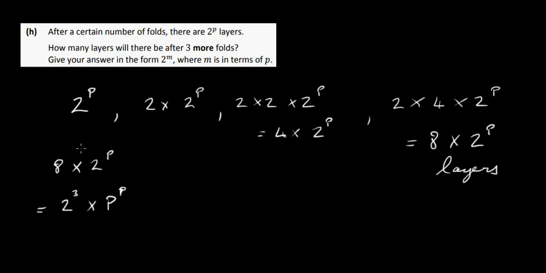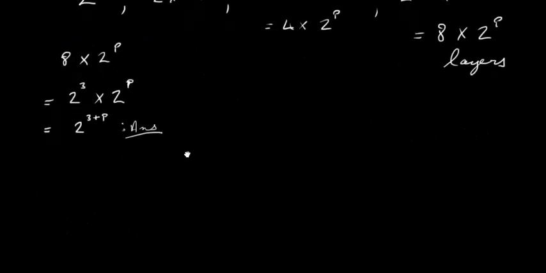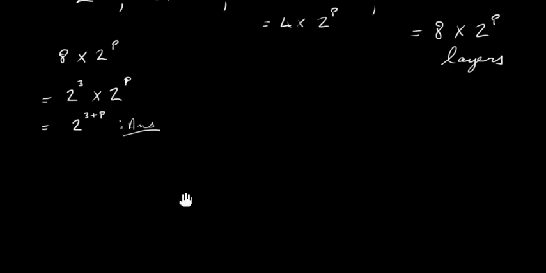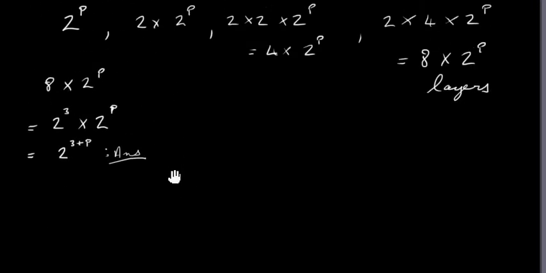Sorry, that's wrong here, I'll just change that. This is 2 to the power of p here. So we have 2 cubed times 2 to the power of p. Well, you just add the powers here. So it's 2 to the power of 3 plus p, or 2 to the power of p plus 3, whichever way you want to write it. So now we have it in the form 2 to the power of m, where m is in terms of p. So this is our m here, and it is in terms of p. So this is our answer here, if you like. Okay, so that's H. I think that's it. That seems to be it for this particular question.